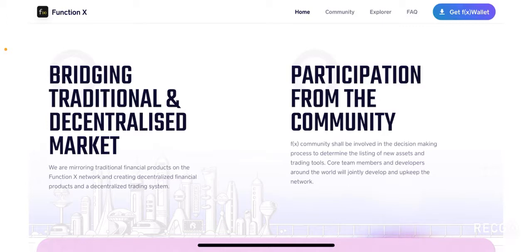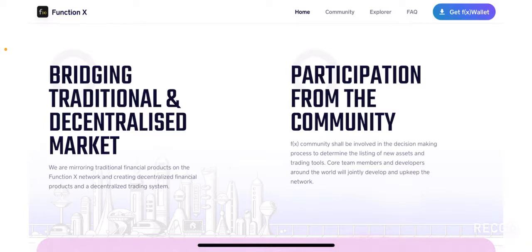So it is a fully decentralized network, which means the community is going to have a lot of involvement in how decisions are made within the platform. And the community members, apart from voting on other parameters as well, can vote on how a new asset is listed within the platform and what kind of trading tools are available for them. So those are some of the key decision-making abilities that people will have if they hold the tokens, that is the FX tokens, right? And core team members and developers around the world will jointly develop and upkeep the network.